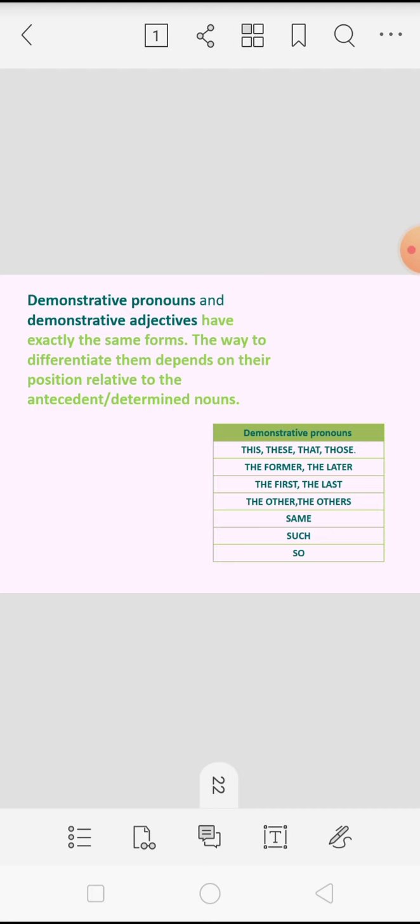Demonstrative pronouns and demonstrative adjectives have exactly the same forms. The way to differentiate them depends on their position relative to the antecedent or determined nouns. Demonstrative pronouns are this, these, that, those, the former, the latter, the first, the last, the other, the others, same, such and so. So a demonstrative pronoun represents a thing or things.